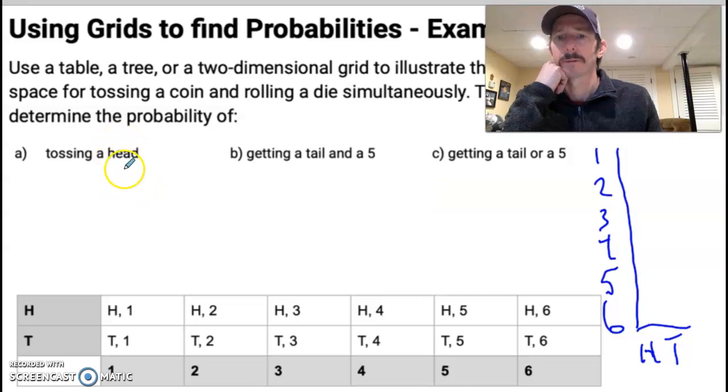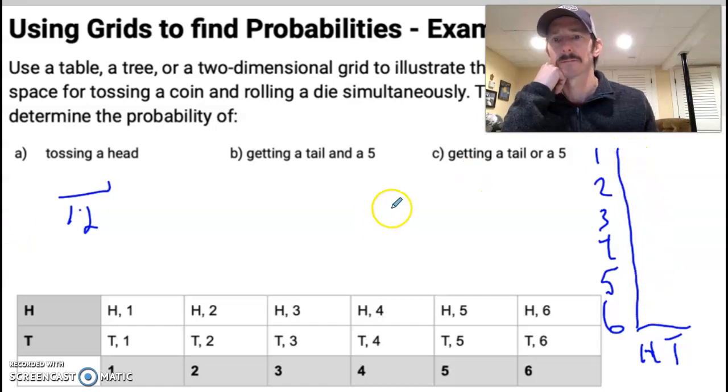If I want to find the probability of tossing a head, first off, there's 2, 4, 6, 8, 10, 12 outcomes. So the probability of tossing a head, the head is in all of these on the top. If I use the grid, it would be in all of these up here. I'd put little dots in all of these. So that is 6 out of 12, or a half.